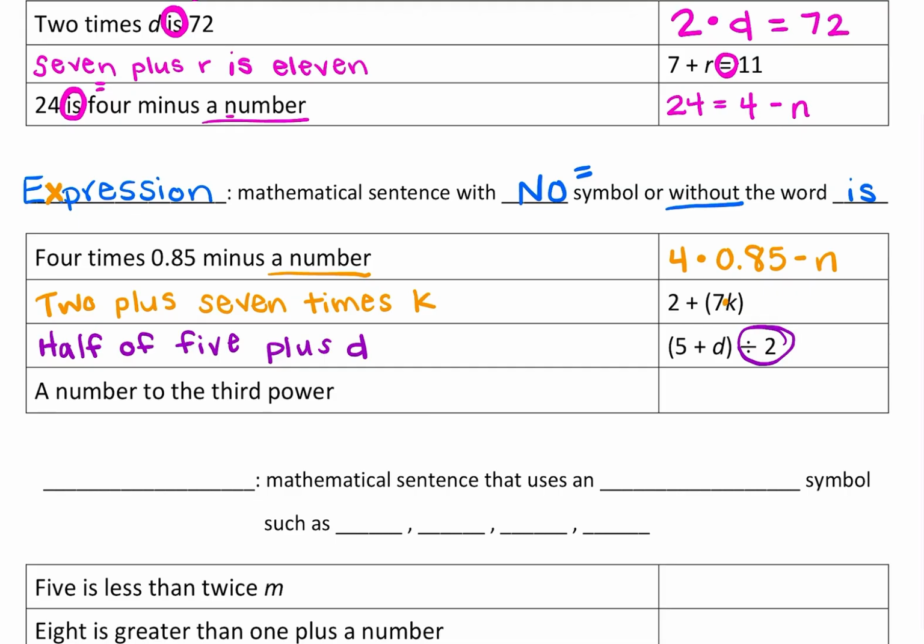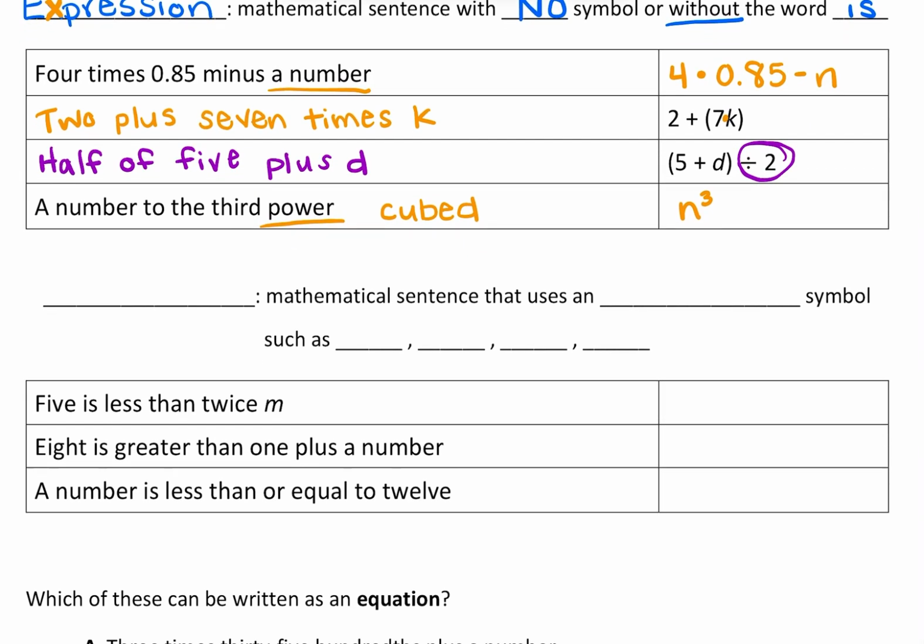Okay, next one. Now we're going to go opposite, a number. So again, we don't know what the number is, to the 3rd power. So that means I have an exponent of a 3. Do you remember what that is also called if we have an exponent of a 3? Cubed. So they could have said a number cubed as well. That would have been the same thing.